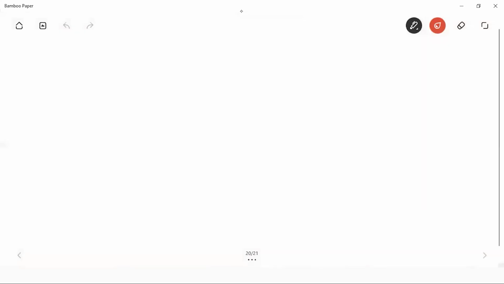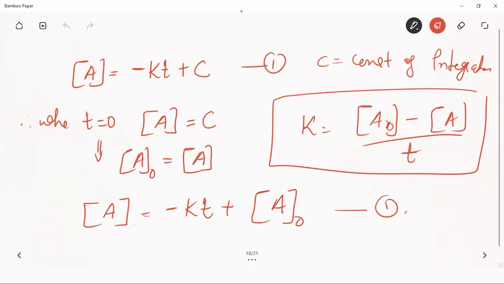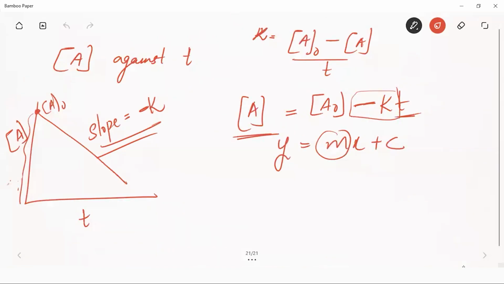First of all, you must know how we derive this integrated rate equation. We know it is a zero order reaction, so rate is independent of the concentration, raised to power zero. We know this rate equation, and when the reaction is A to B, minus d[A]/dt, we equate them. So we'll be getting some equation, and we have to integrate it. After integration, you'll be getting a C. After that, when time is equal to 0, you have to find the C value. So you'll be getting the integrated rate equation for this zero order reaction. Now we will do the integrated rate equation of a first order reaction.